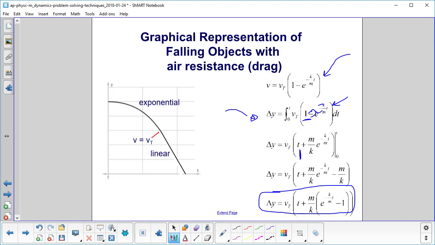On the next page we'll talk about that, but if you were to go ahead and plot that right now, you would find that you have this exponential decrease in height. Then at the point where v is equal to v_t, we have a linear decrease. And why would that be? Well, that's where you have your acceleration equal to 0.